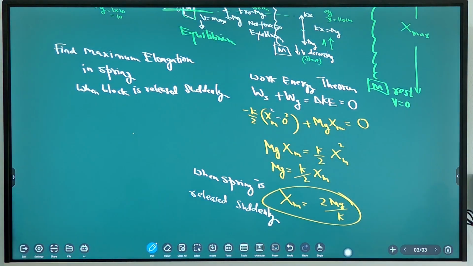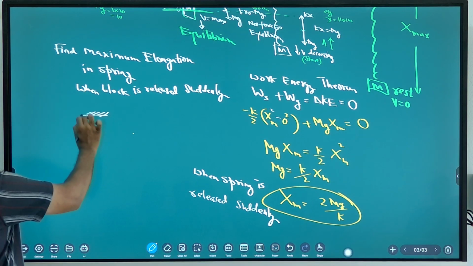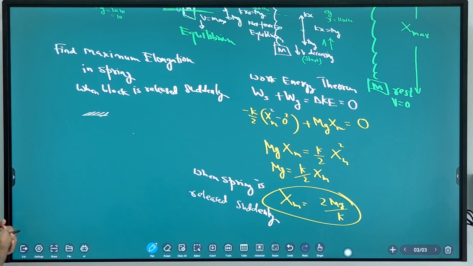Like you have a rubber band. Anyone have a rubber band? No one. Spring also you don't have. Physics lab is there, no? Not there. Okay, no problem. I don't know where to get a spring, or which shop in the market.